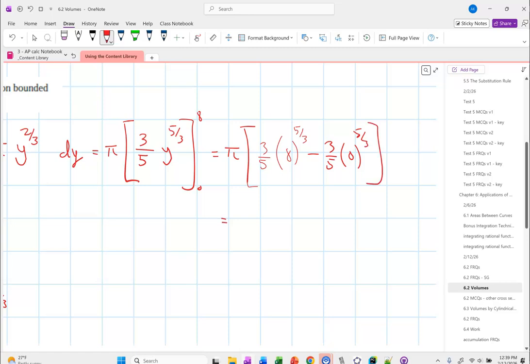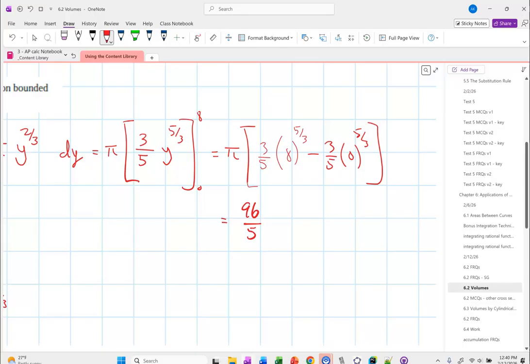Since the denominator of this exponent is a 3, that's the same thing as a cube root. The cube root of 8 is 2. 2 to the 5th is 32. Times 3 is 96 over 5. And then minus 0 is 0.